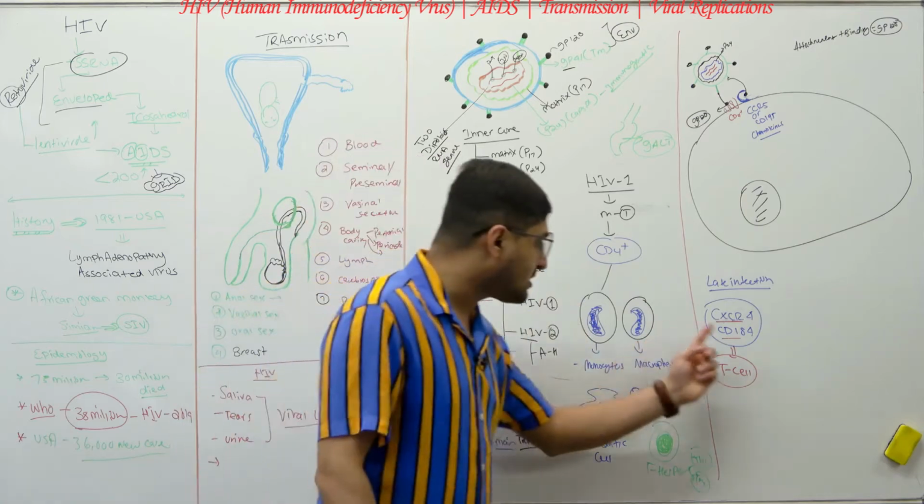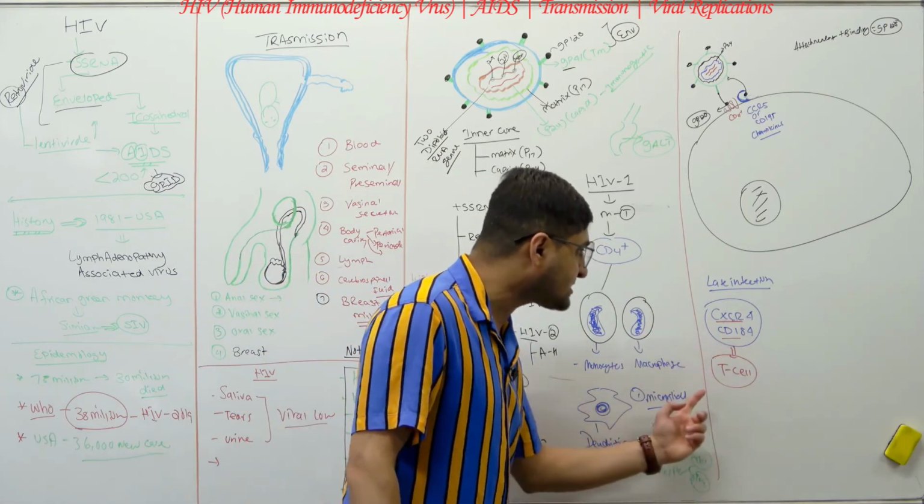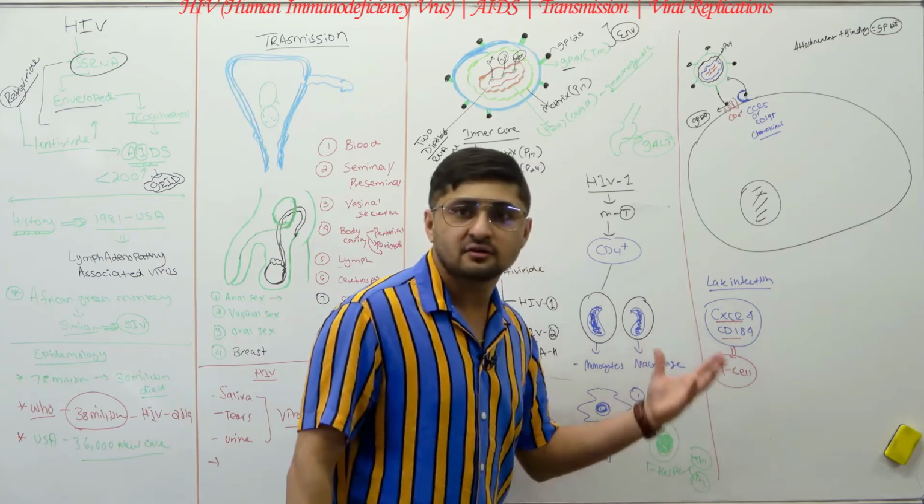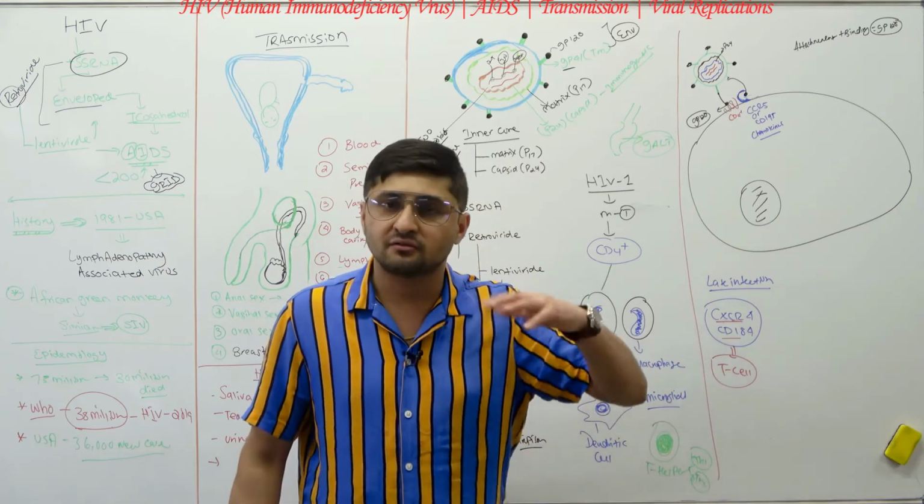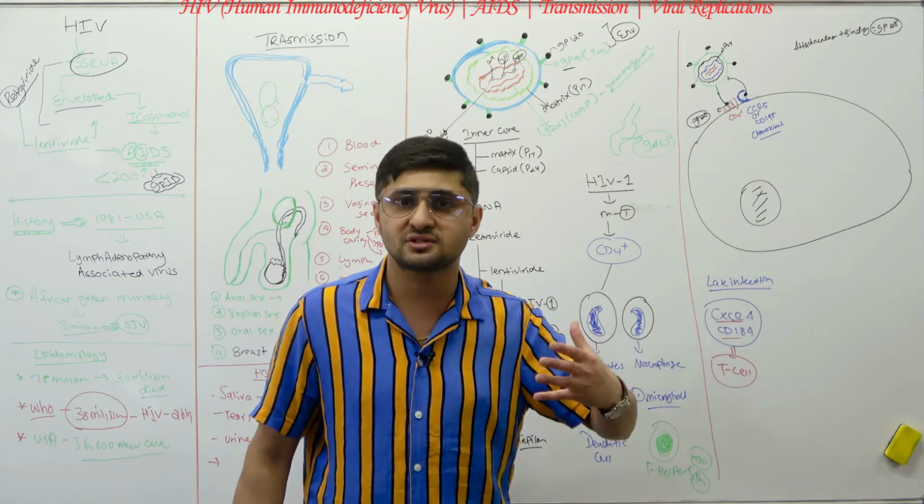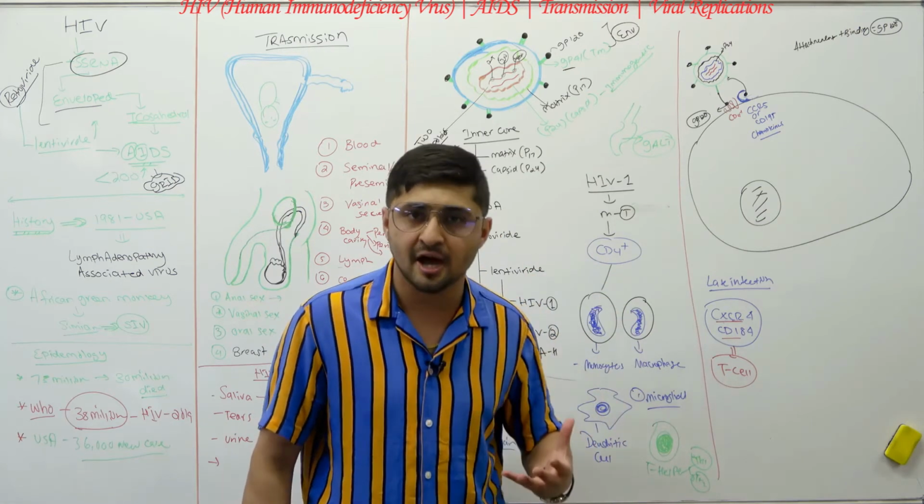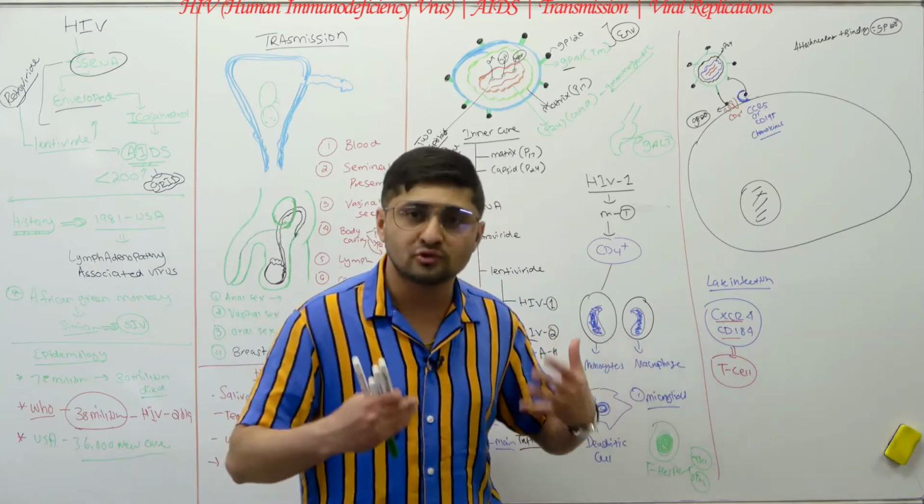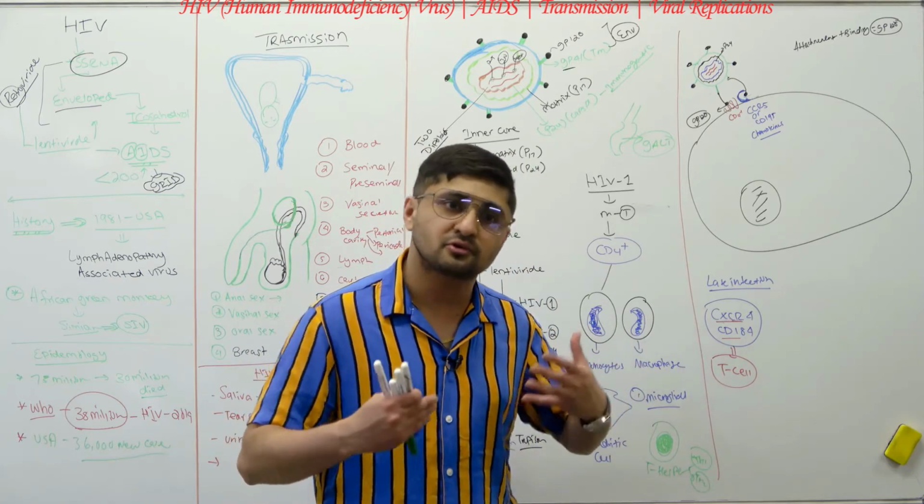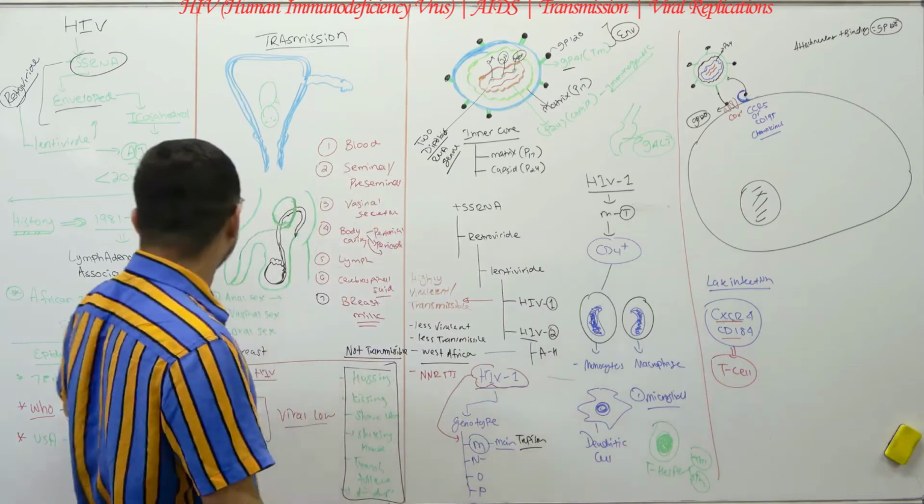The virus, once it starts hijacking the T cells with the CXCR4, what happens is that the immune cells, the T helper cells, are going to start decreasing, right? That's what's going to happen. And that basically slowly progresses to AIDS.